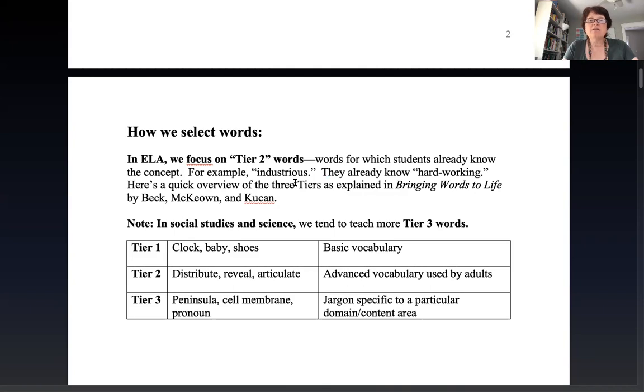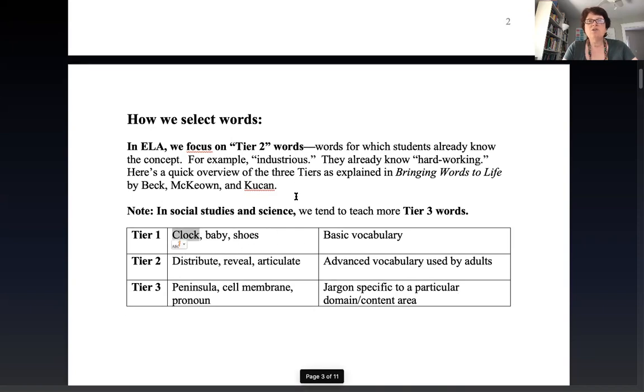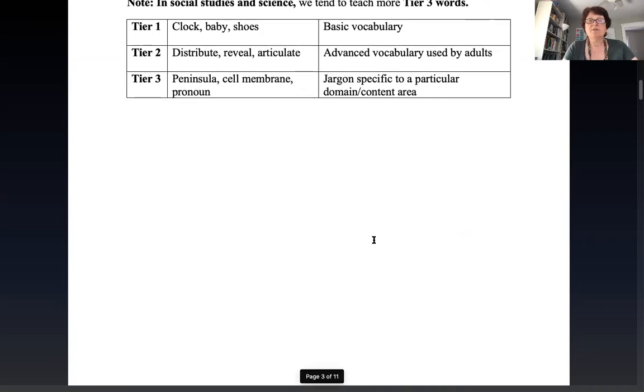There are 3 tiers, as explained in the Bringing Words to Life book by Beck, McKeown, and Kucan. Tier 1 is really basic words like clock, baby, shoes, those kinds of things. Tier 2 is what we're targeting for the most part. That's advanced vocabulary used by adults. And then tier 3 is jargon that's really specific to a particular domain or content area. Please notice that in social studies and science, you tend to teach more tier 3 words inevitably because of the content that you're dealing with. Okay, so you want to try to pick those tier 2 and sometimes tier 3 words.